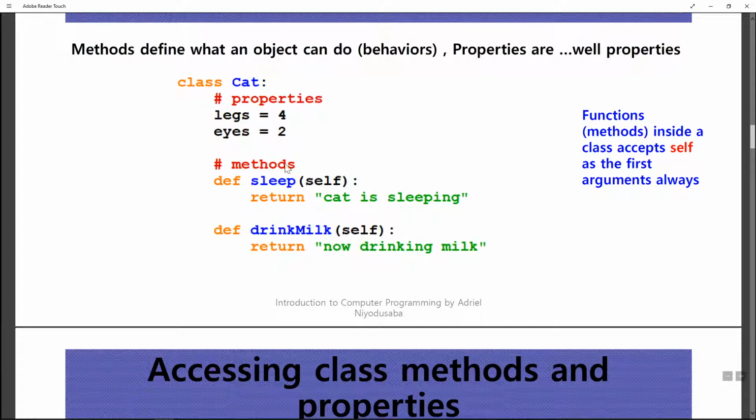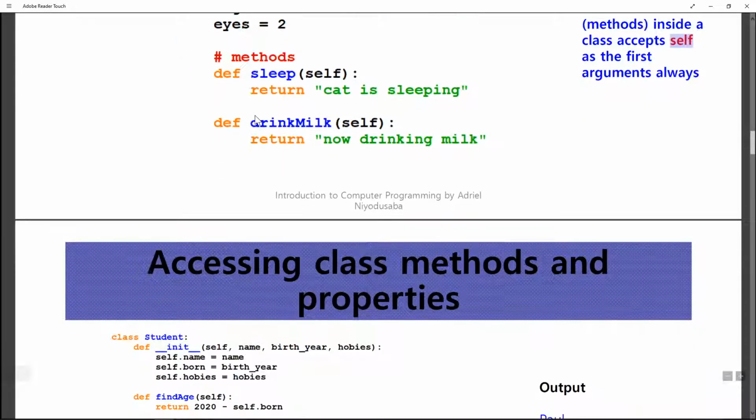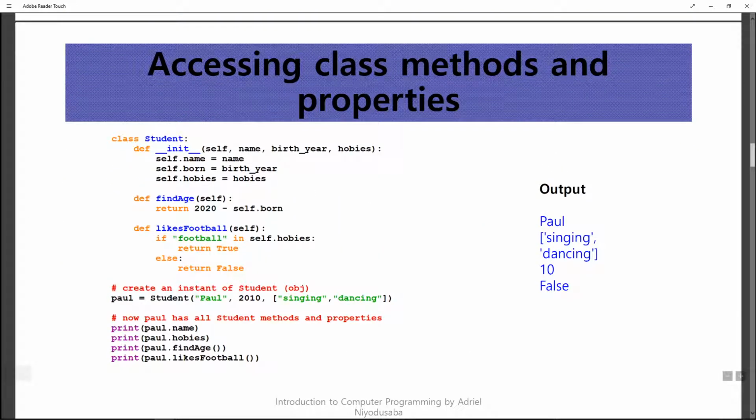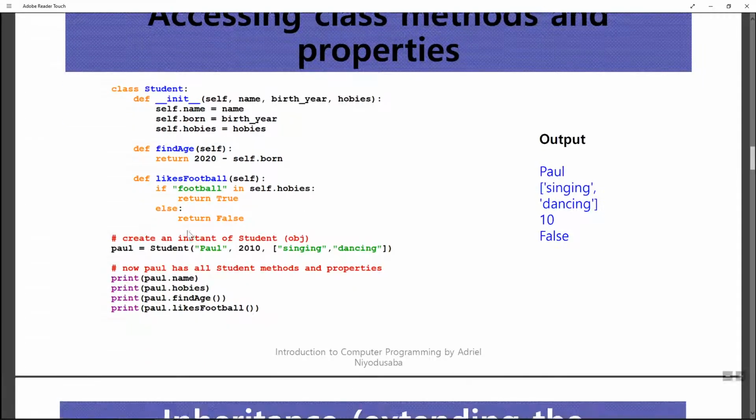And the methods are basically what the object can do. And remember that all the class methods accept self as the first argument, which binds them to the class. And we also saw how we can access the class methods and properties. When we create an instance, for example, called Paul, an instance of Student, Paul already has all these properties and methods. So we can say Paul.name, we get the name, we can say Paul.findAge, and we can access this method which is inside Paul.